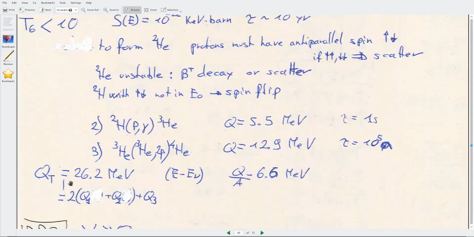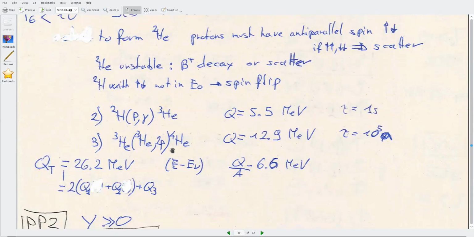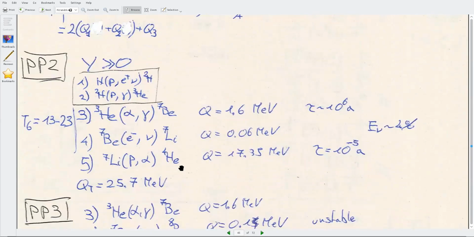You have here the energy produced by each reaction, and the energy extracted per nucleon is 6.6 megaelectron volt. To calculate, you have to remember that the first two reactions are needed twice to have then the third. Then you can have enough helium produced or already present. You can have the proton 2 and 3. They are usually more efficient at higher temperature.